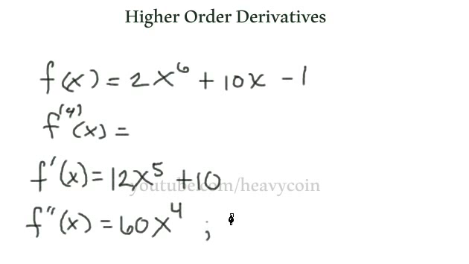I think I'll just write the next one here. The third derivative of x is going to be 240x to the third, and then our fourth derivative, and I'm just going to write it up here. That's supposed to be a 4 right there. It looks kind of like a 9, but it's supposed to be a 4. So for the fourth derivative, we're going to take the derivative of this one right here.